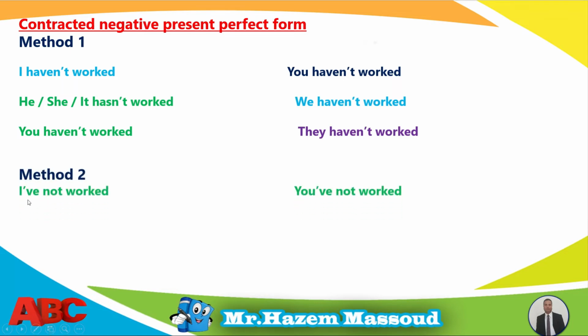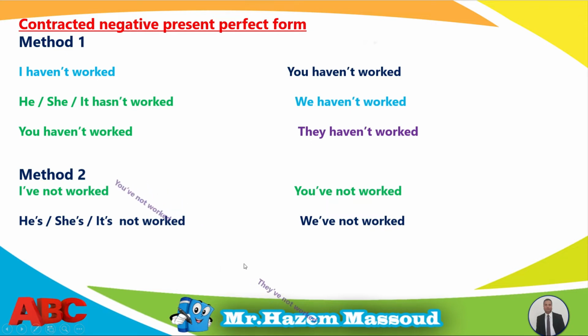Here I use an apostrophe. I've not worked. You've not worked. He's, she's, it's not worked. You've not worked. They've not worked. Both methods are correct, but the first method is better than the second method.